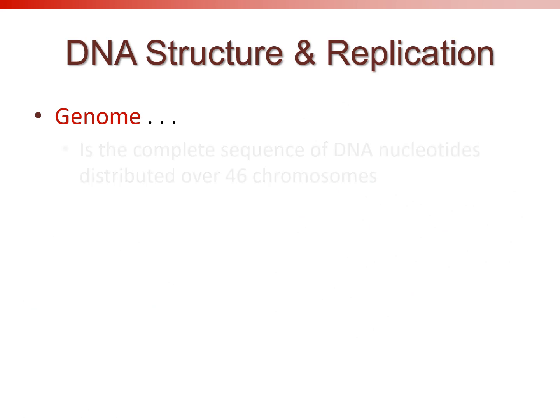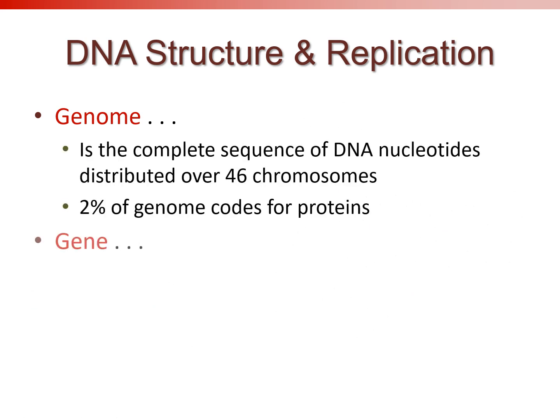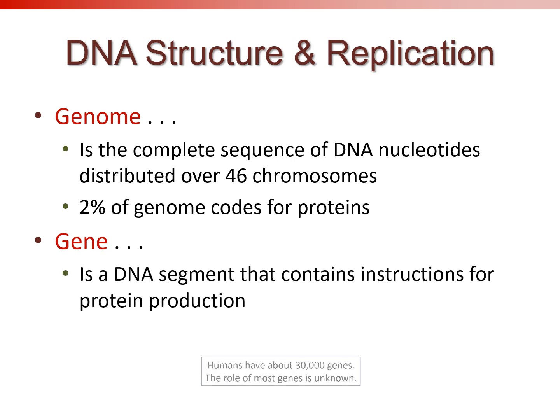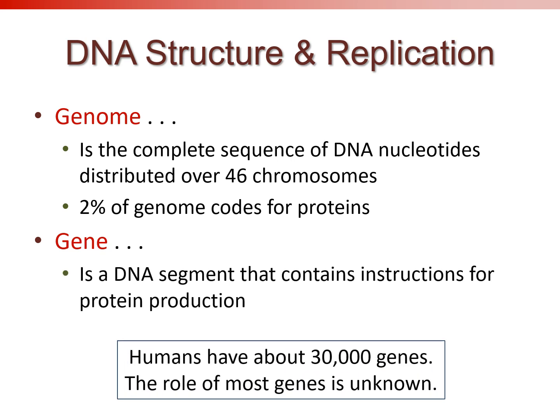All right, what's a genome? Well, the genome is a complete sequence of DNA nucleotides, that is, those base pairs, distributed over 46 chromosomes. 2% of the genome is going to code for proteins, and the rest is going to be information about, you know, hair color, eye color, skin color, shape of your toes, things like that. So a gene, then, is a DNA segment that contains instructions for protein production. Now, humans have about 30,000 genes, and the role of most of those is unknown.